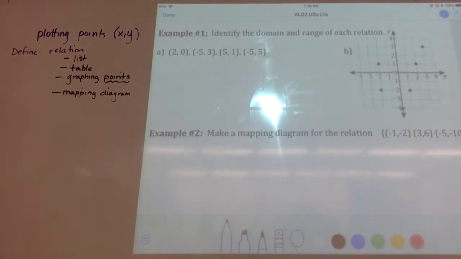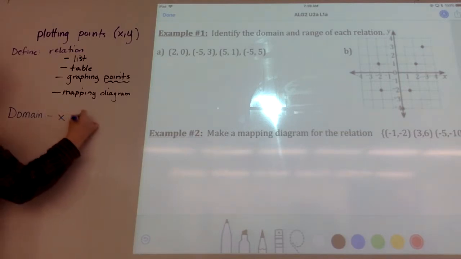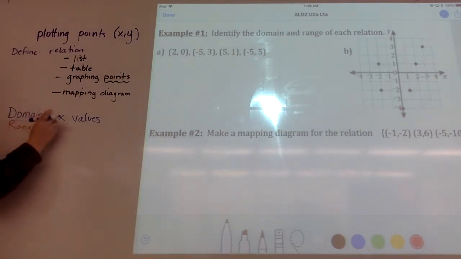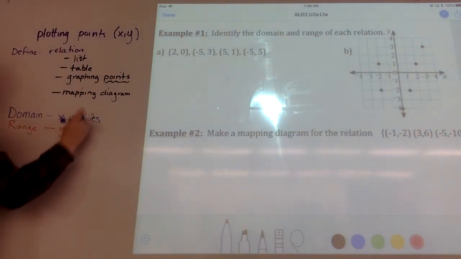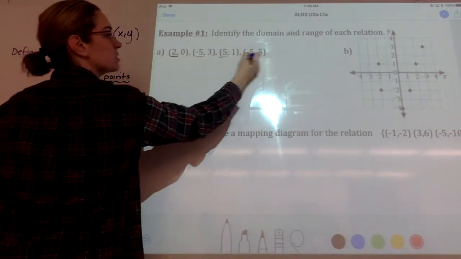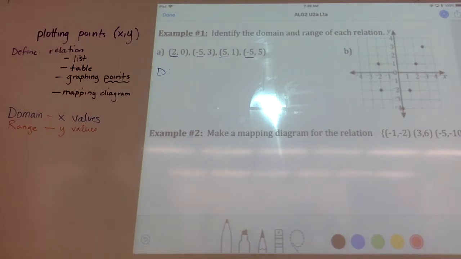All right, so domain are going to be x values. Range is going to be the y values. So if I look at this example here, domain is going to follow x. It's always going to be what's first. So all of these are going to be my domain. I can simply abbreviate using the letter D.